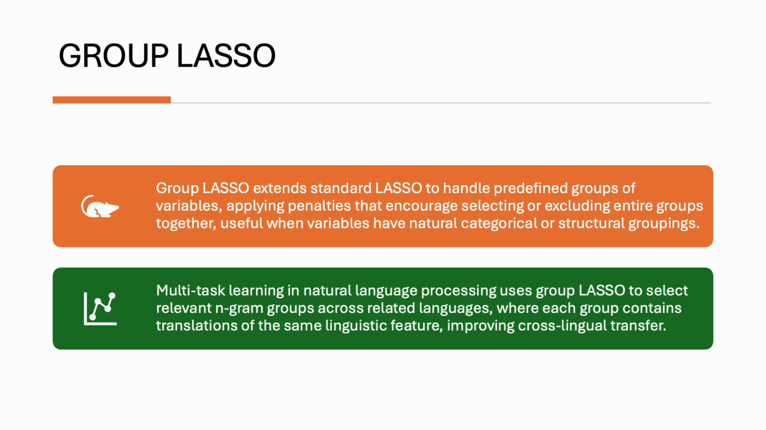Group Lasso is smarter. It says either the entire happiness word family matters or none of it does. It keeps word families together, so if it decides that emotional words are important for understanding reviews, it will use the whole emotional vocabulary, not just random pieces of it.